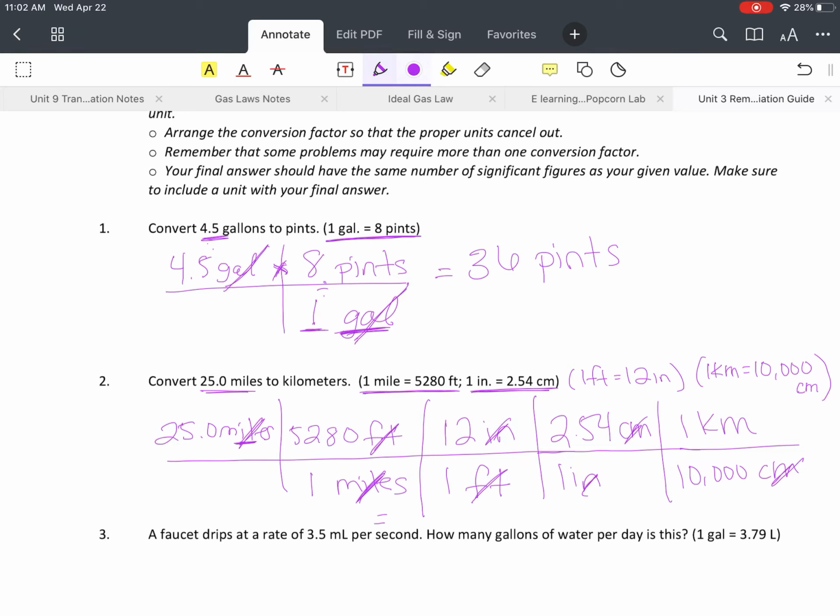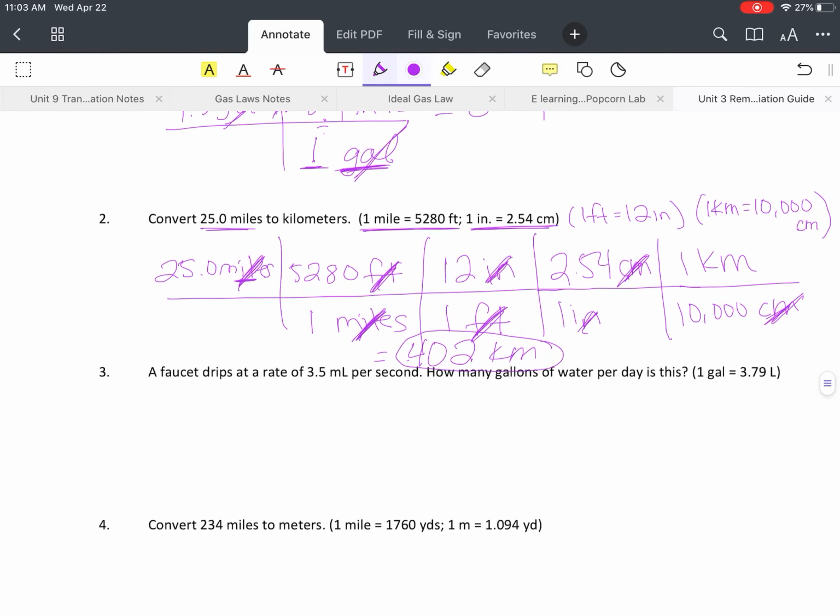I'm left with kilometers. So this was kind of a long one, but you can see that every time I know what I want to put at the bottom because I'm just trying to cancel out those things that are similar. Feet, feet, inch, inch, centimeter, centimeter. So now I'm just going to multiply the top, divide by the bottom. 25 times 5280 times 12 times 2.54 times 1 divided by 1, 1, 1 and then my 10,000. Whoop. So my answer is going to be 402 kilometers.